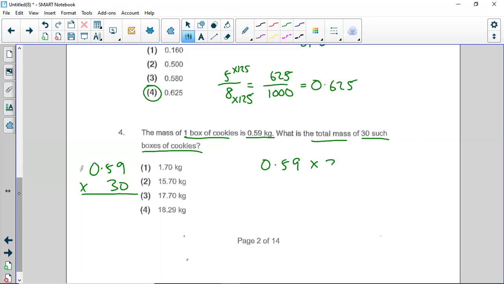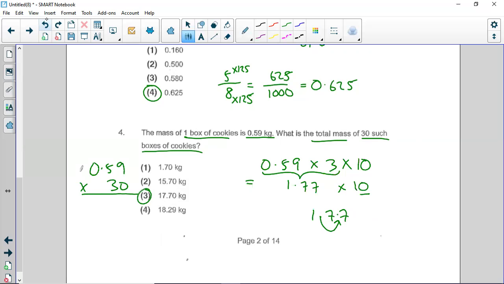30, you break up into number bonds, 3 times 10. And then you can multiply this, right? 0.59 times 3. I will skip the working because I'm sure you can do this yourself. So you will get 1.77. After you multiply, you will have 1.77 times 10, and then you just have to shift the decimal point to the right, because when you times, the decimal point goes to the right after one digit, because there is only 1 zero, right? So now you have 17.7. So what is the total mass of 30 boxes of cookies, which is 17.7 or 17.70 kilogram? So the answer is number 3.